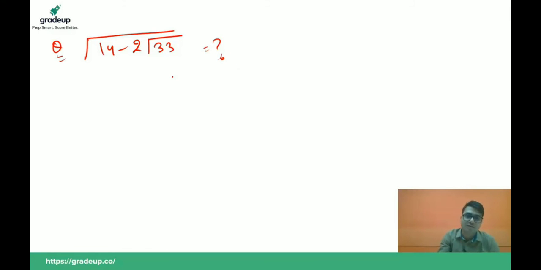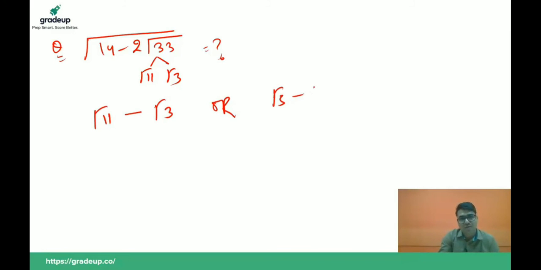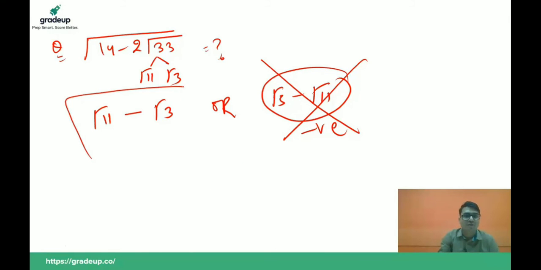Now, let's move to the next question. If I am having a question like 14 minus 2 root 33, what will be your answer? Obviously, minus is here, the minus is here. Now, you can separate this root 11, root 3. So, root 11 here, root 3 here. Or you can write root 3 minus root 11, but this will give negative value. This cannot be your answer. So, this will be your answer.